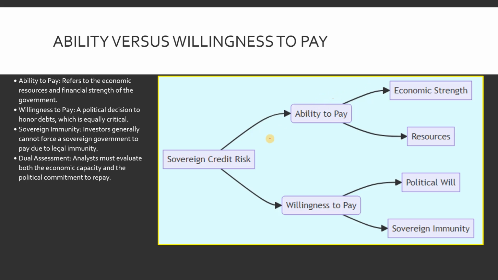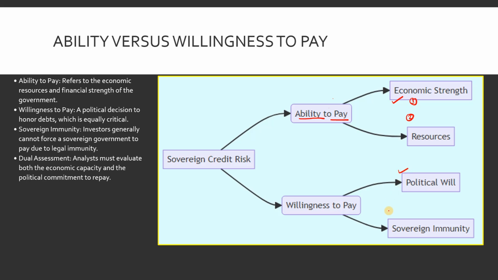Following the logic tree on your screen, sovereign credit risk branches into these two parts. Ability to pay is driven by economic strength and available resources. On the other side, willingness to pay is determined by political will and the constraints of sovereign immunity.